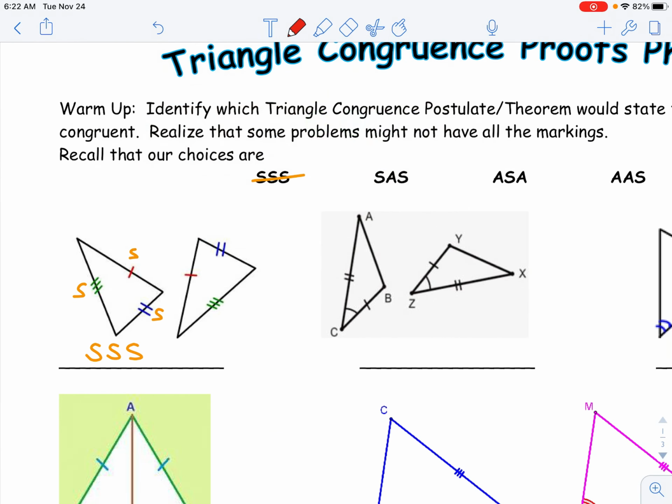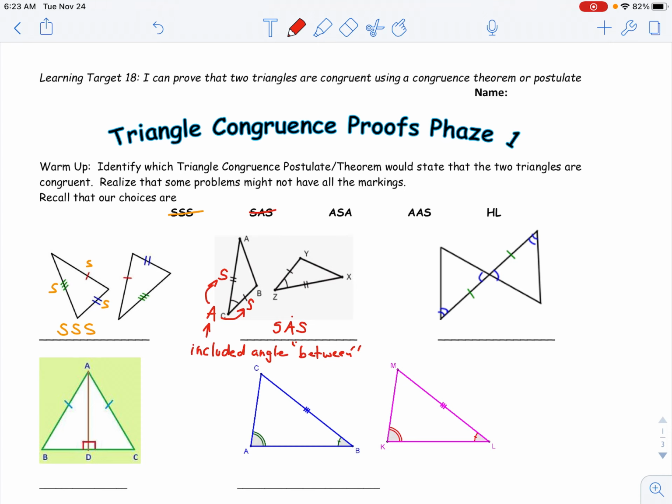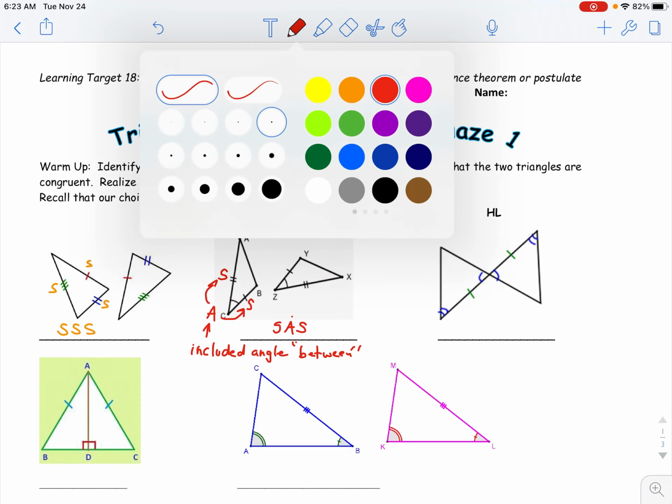This one right here, we have a side, we have another side, and in between, this is an included angle. It's between the two congruent sides. Just how the angle is between both sides, the A will be between both S's. Side, angle, side.